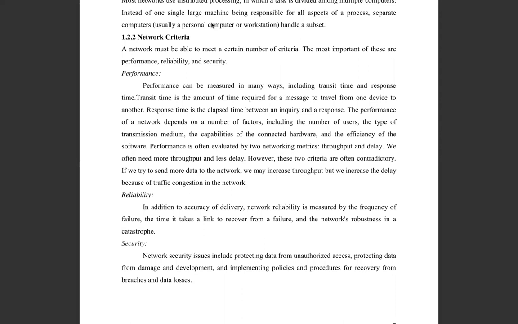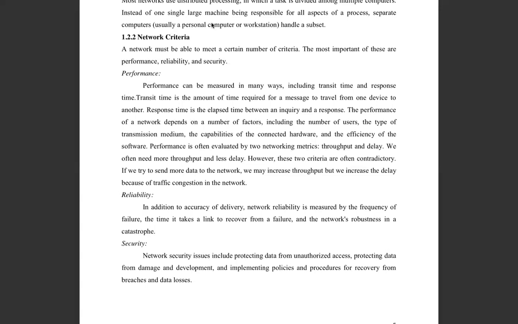Now, the efficiency of the software you are using. What software are you using? Are you using a network software, or are you using any other software? The software you are using, how efficient is that software? You need to also assess the efficiency of that software to be able to fully understand the performance of your network.